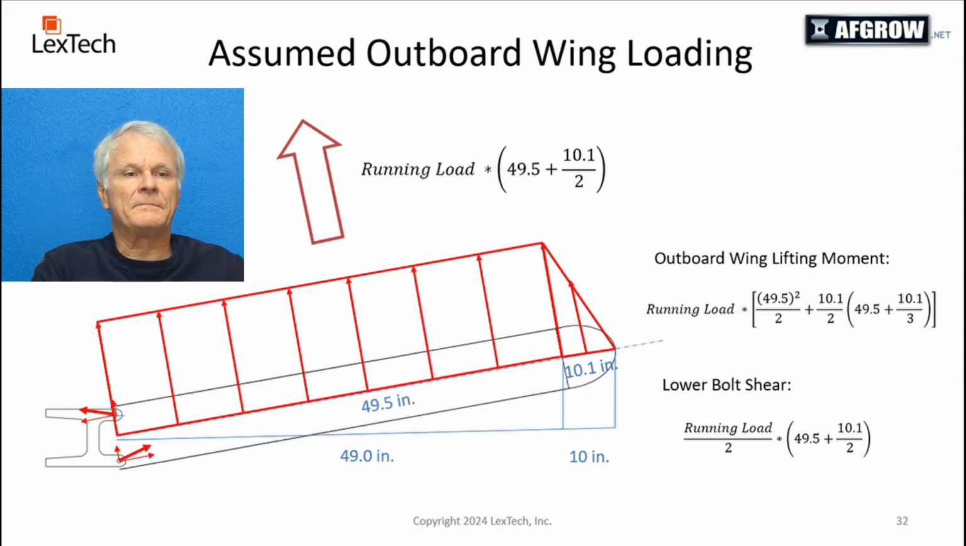Now, to find the load in that lower lug fitting you see there in the picture, that's the critical point I was looking at in this case. That wing attach for the outer wing, you can calculate the total force as a running load, and you multiply it by 49.5 plus the 10.1 over 2, which gives you the area of that triangle on the outside. And then calculate the outer lifting moment, and then the lower bolt shear. So you have the shear and the moment to calculate what the total load is in that lower pin.